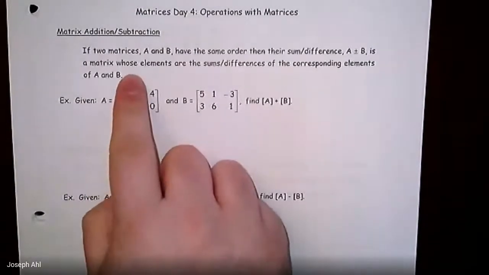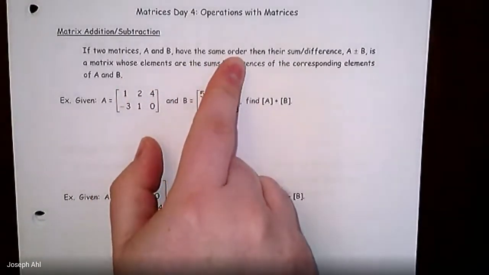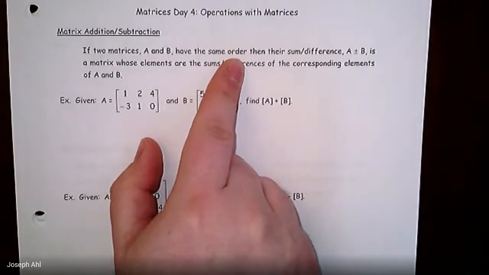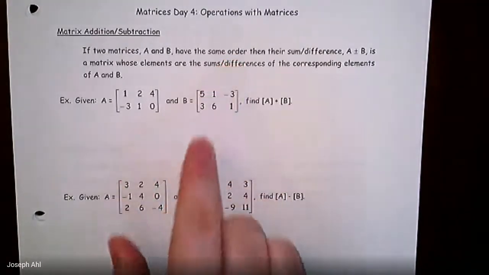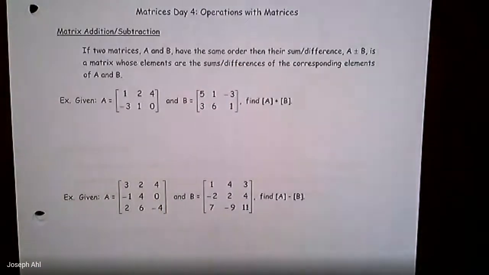So the directions are given up here that if two matrices have the same order, and remember that order just means that they have the same size. We've really been working lately with 3x4 matrices, which have 3 rows and 4 columns. But as long as the two matrices have the same size, you can find the sum or the difference by adding or subtracting the corresponding elements.